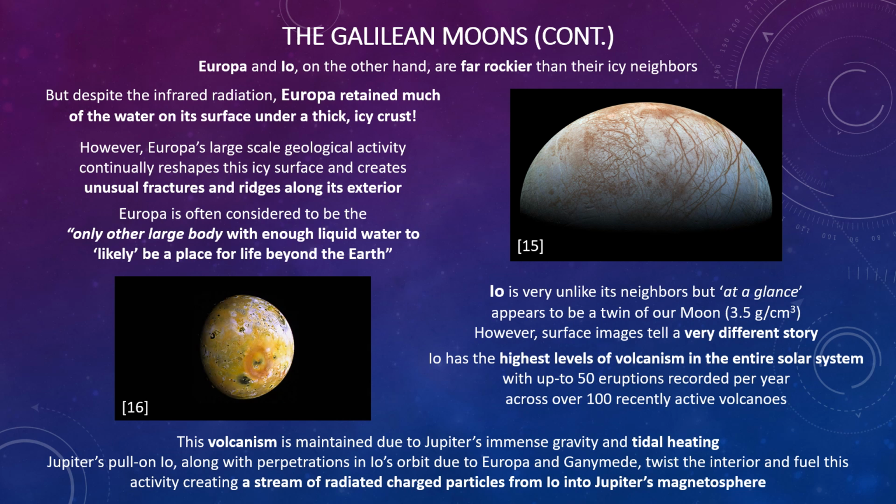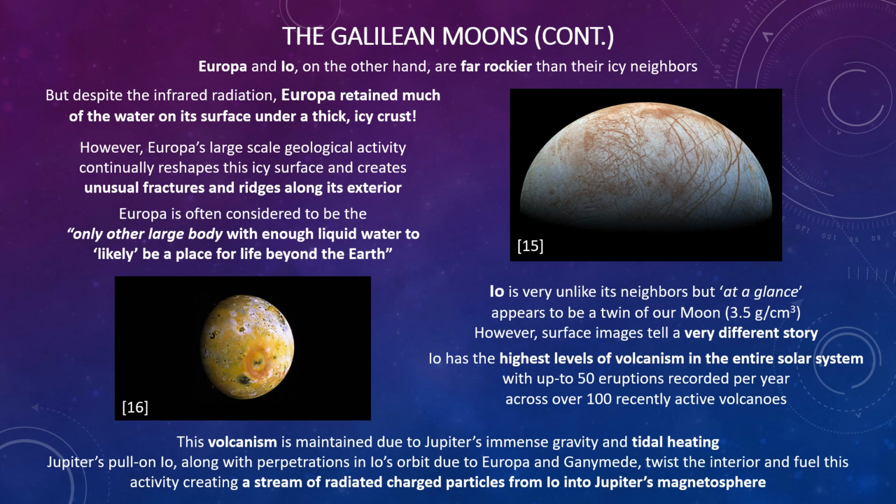And the last Galilean moon that we have is Io. Io is the one in image 16. Europa is the one that's labeled image 15. So Io has a lot of volcanic activity on it, and it's very similar in size and composition to our moon, but that volcanic activity suggests that it has a very different history entirely.